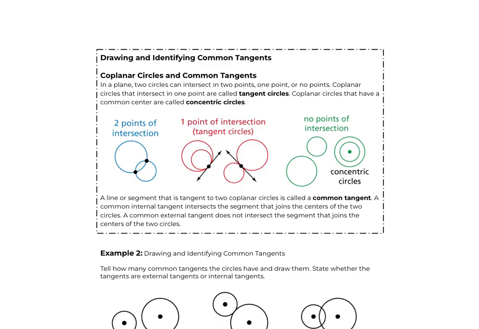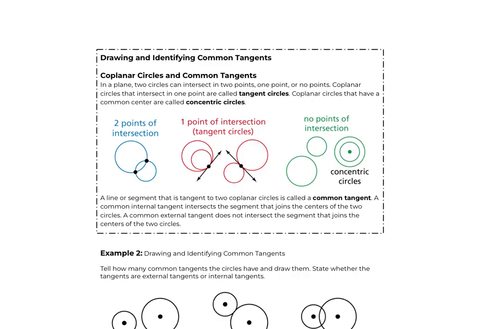In this example, we have two circles, one smaller than the other. But they are intersecting at one point. So here I would say that this circle is tangent to the other circle because they're only touching at one distinct point.